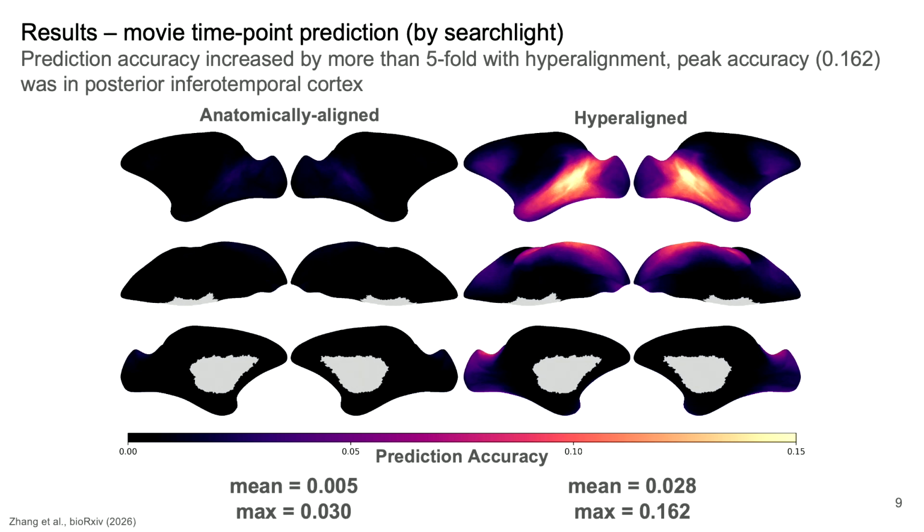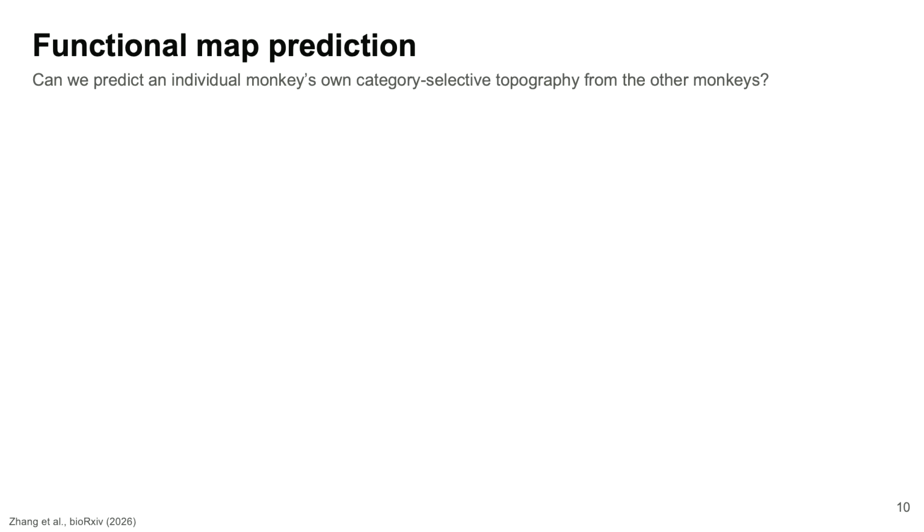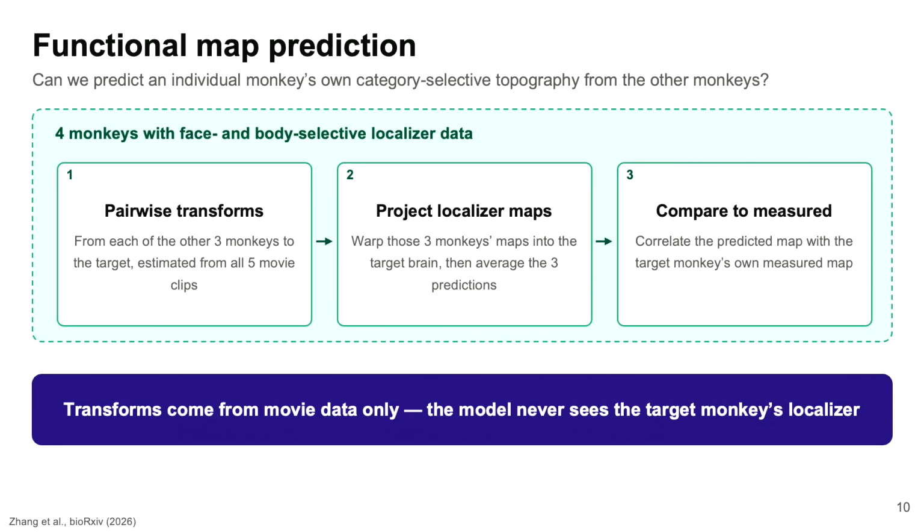The last analysis asked the opposite question. Does the model also capture what makes each subject different from the others? Only 4 of our monkeys have face and body selective localizer data. For each one, we estimate a transform from each of the other 3 using all 5 movie clips, and then we apply the transforms to align their localizer maps into the target brain as a predicted map. Then we average the 3 predictions and compare that with the target monkey's own measured map.